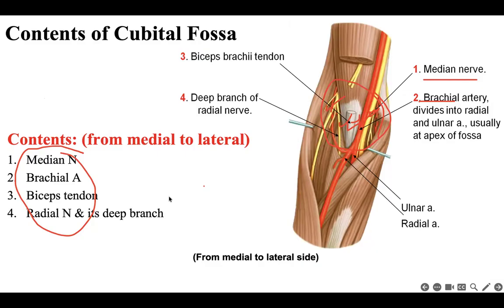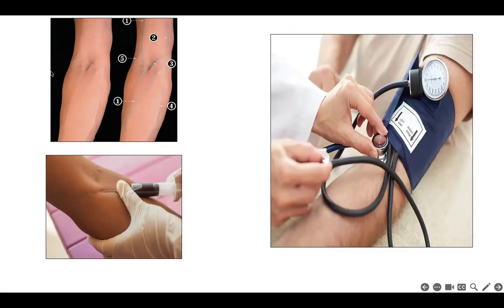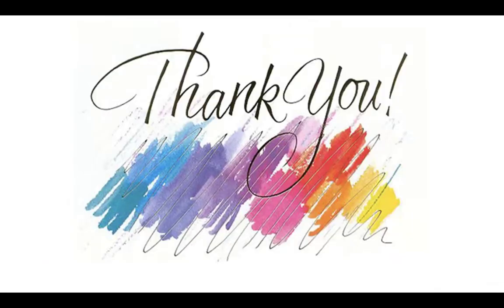What is the nerve medially in the fossa? It will be median. What is the nerve laterally in the fossa? It will be radial. Which artery is contained inside the fossa? Brachial artery. And which tendon of muscle inside? It will be the biceps tendon. This is very important clinically for taking a sample of blood or blood donation, and also for measuring blood pressure by hearing the sound of the brachial artery.